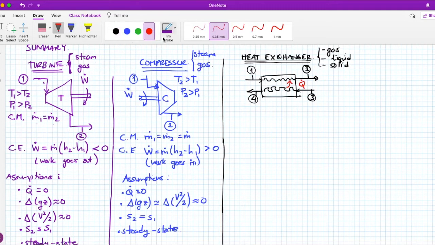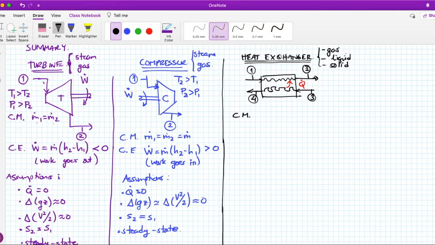You are exchanging heat. There is not the best way to call it. You are not exchanging heat. Heat is just passing from the hot substance to the cold substance. Therefore, you cannot exchange heat, but nonetheless, that's the way these machines are named. It's not the best name, but nonetheless, you get the picture.